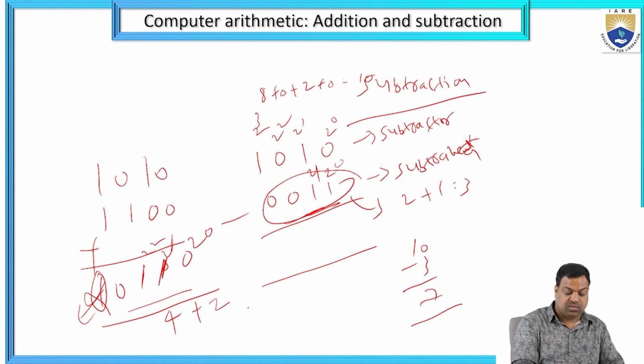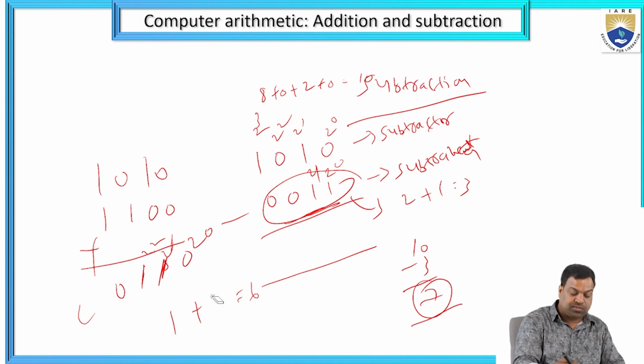so like this, 0011. 2 cube, 8 plus 2, 10. And 0011. So 2 power 0, 2 power 1. I am taking this one as a 4 plus 2. So what will happen? I am getting 6. But actually what we have to get is 7. So what we have to do?